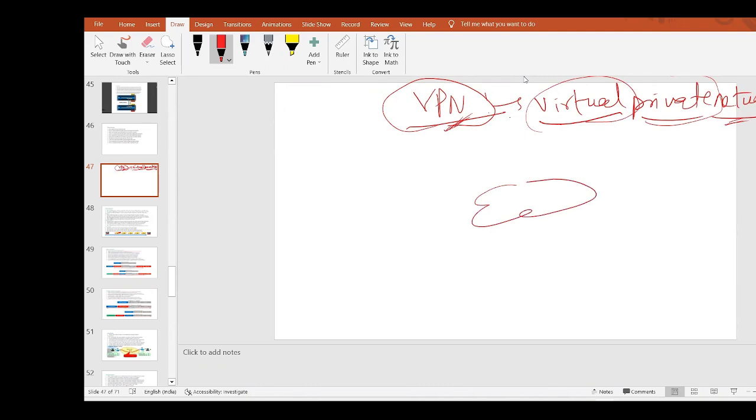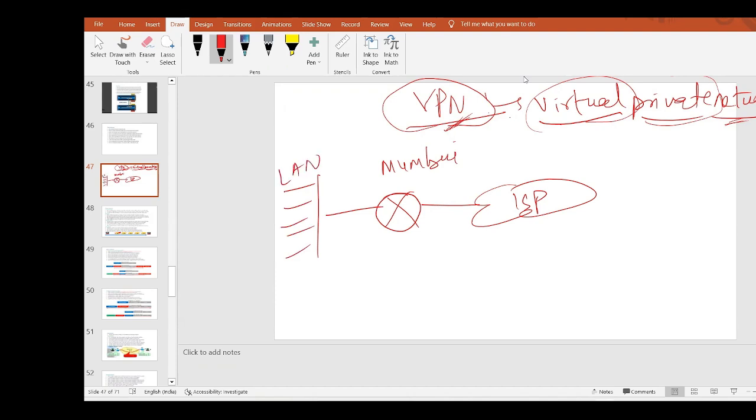It means what, guys? Like this is the ISP and we have two different locations, okay? This is my router and this is a location, Mumbai, and there is my LAN. All employees are sitting there, okay? And there is another location, like Delhi. This is a router and this is a LAN connected.